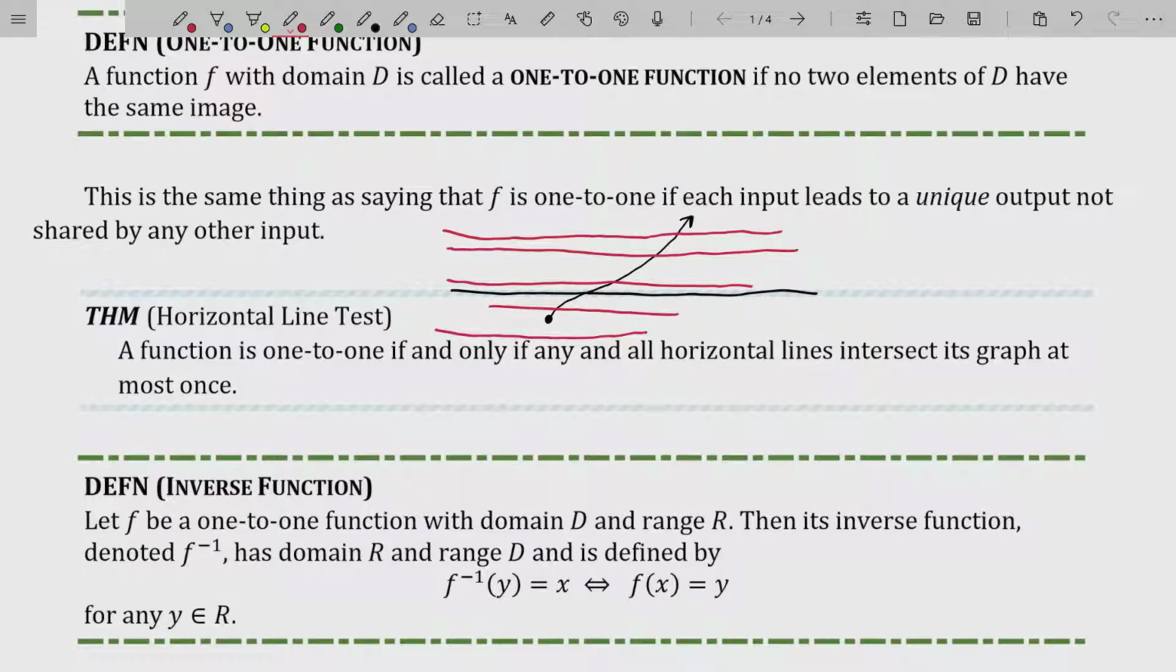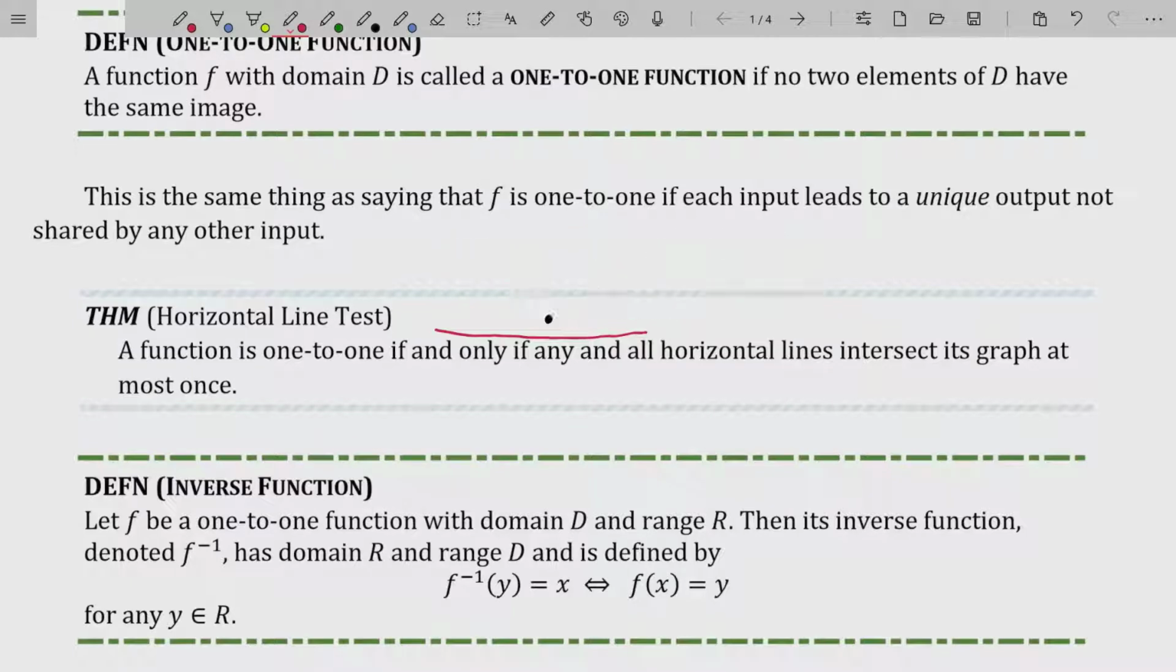It doesn't hit the curve, so therefore it hits the curve at most once. 0 is less than or equal to 1, so it hits the curve at most once. So this is definitely a one-to-one function. Anyhow, that's really just a reminder of the horizontal line test.